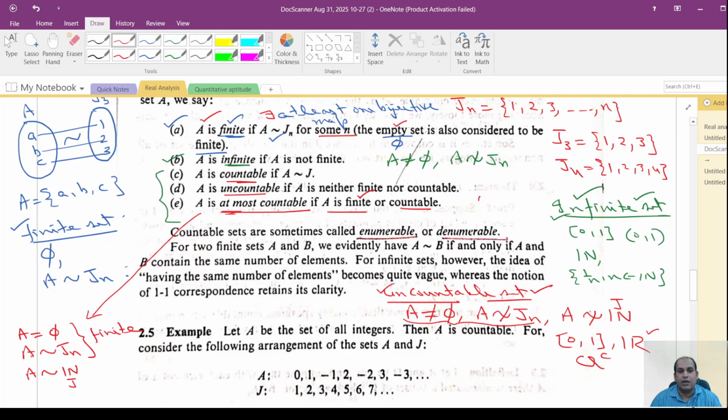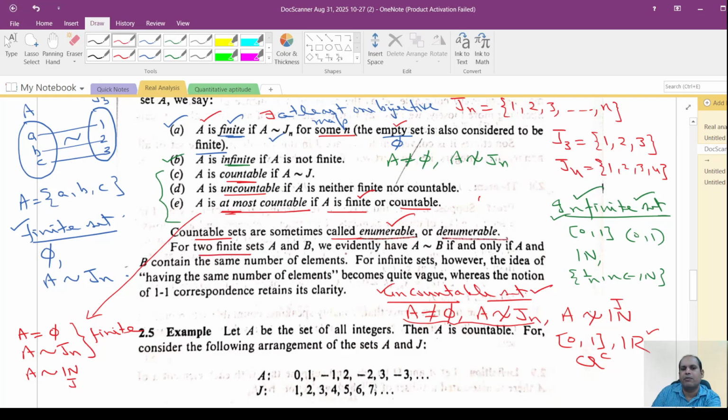So this is the definition using the concept of function, to understand these terminologies of finite and infinite sets, countable, uncountable and at most countable. In some books you will find that countable is also used for finite sets or the empty set. It may be finite, it may be empty, it may be similar to the set of natural numbers, but we are going to follow the standard notation here. Now countable sets are sometimes called enumerable or denumerable sets. Enumeration means we can do listing with the set of natural numbers.